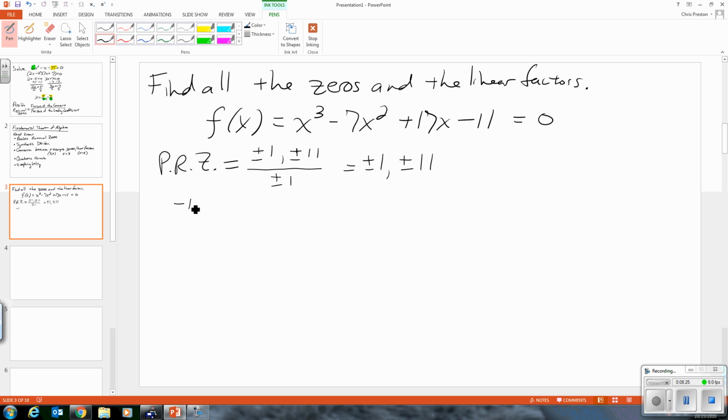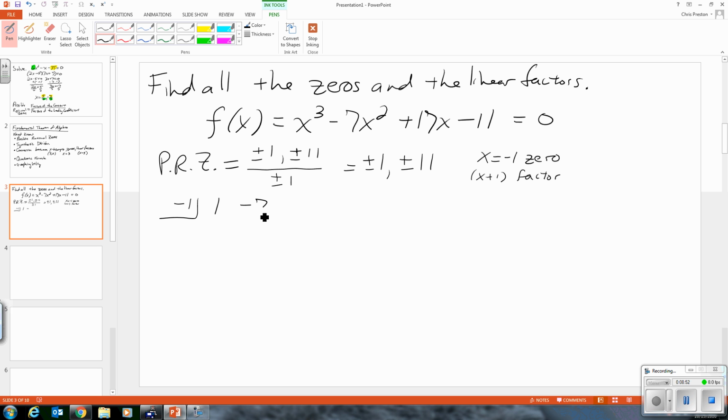Or I could just say, I'm going to start trying this. So let me see if negative 1 works, and I start synthetic dividing. If x equals negative 1 is a 0, then x plus 1 would be a factor. That's the connection there. If I divide by this factor, I can use synthetic division, and the number I'd put up there is the 0. So I'm going to make a guess, maybe negative 1 will work.